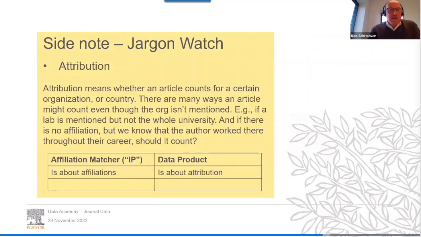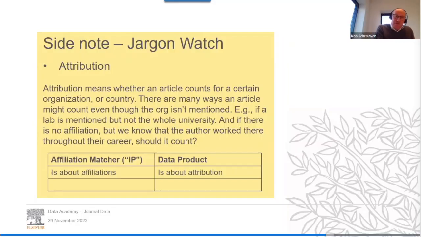So here is another jargon watch. In the case of affiliations, we talk in terms of attribution. Attribution means whether an article counts for a certain organization. Does it count for Harvard, or does it count for the Netherlands? This is what you want to know. And if you're that organization or that country, you want to get all the articles that belong to you, no matter what. So it doesn't even matter if the affiliation is correctly structured or not. The question is, do they get what they need?